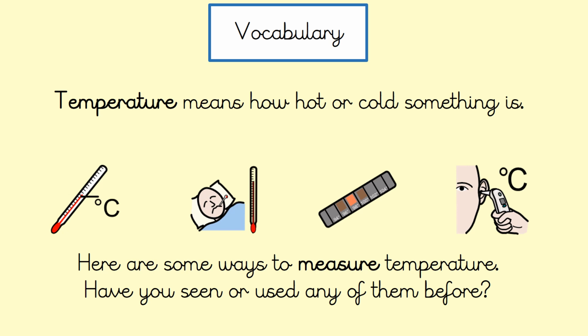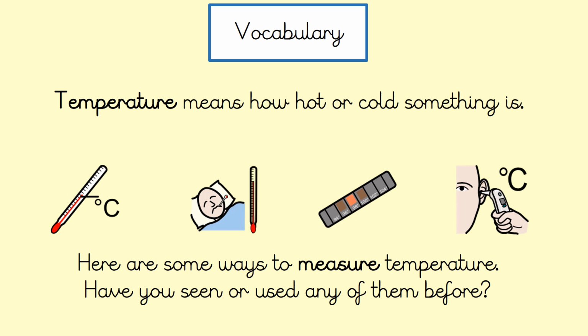We're going to start off with some vocabulary that we'll need in this unit. So our unit is temperature. Temperature means how hot or how cold something is. I've put some pictures here of different ways to measure temperature. We've measured things before, like length, time, money.